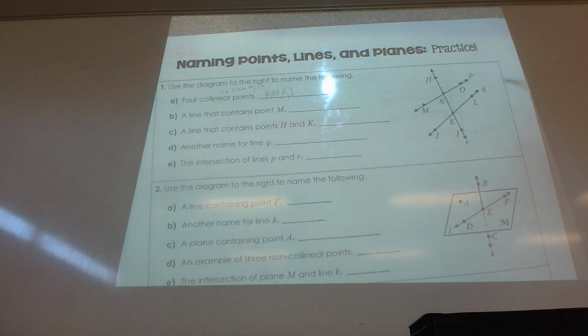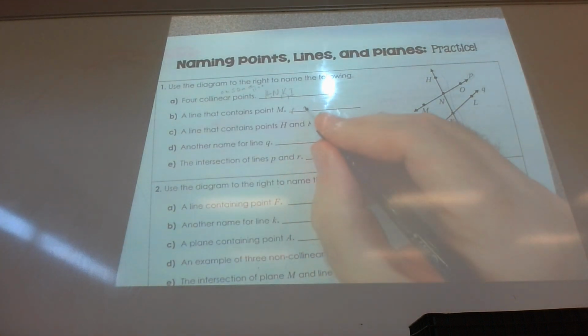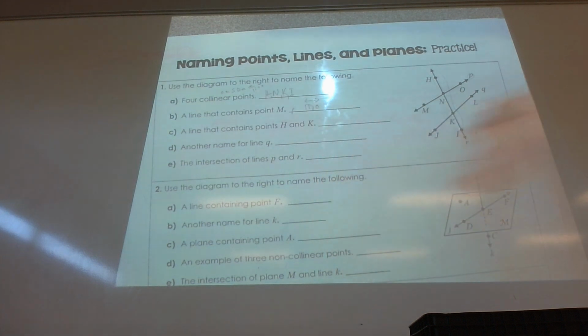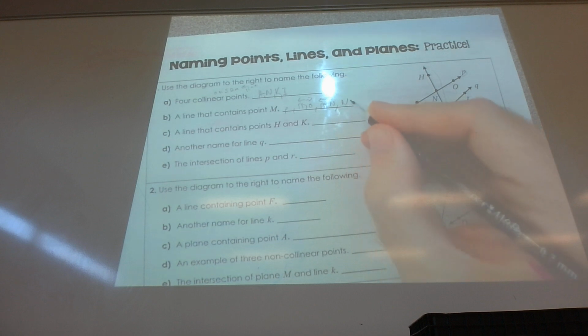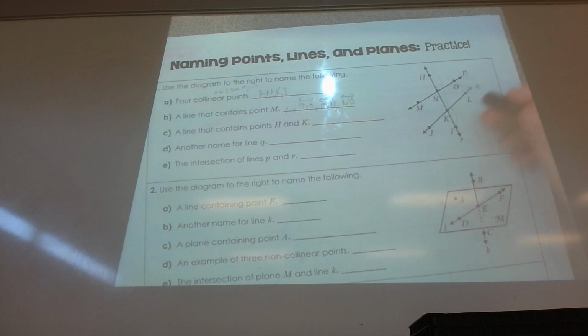Okay? Name a line that contains point M. Now, for this, there are many different answers. You can give P. You can give MO with the line symbol. MN with the line symbol. NO with the line symbol. Okay? Those all have M. So, anything that represents this line.